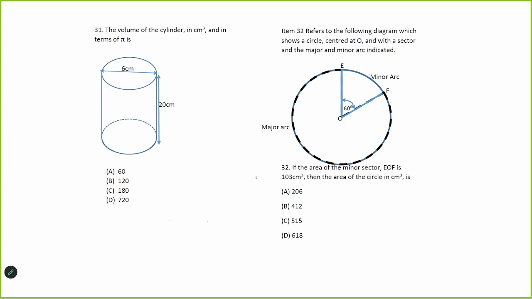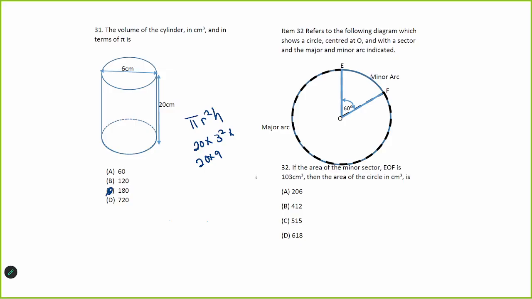Let's look at January 2023. This is, we did this question already, which is pi r squared times height, which is 20 times 3 squared, times, well, I think all of these are supposed to have pi. That would be 20 times 9 is 180. So C is the answer. This one we did already.